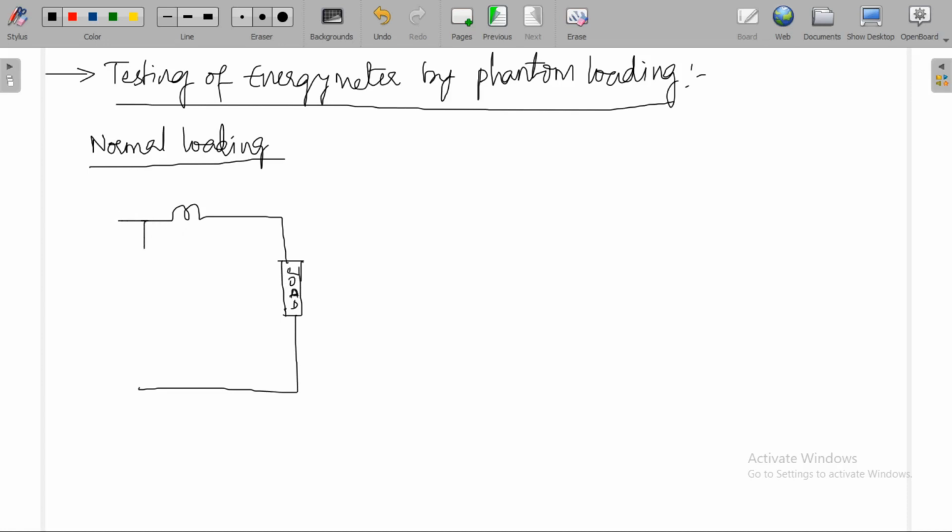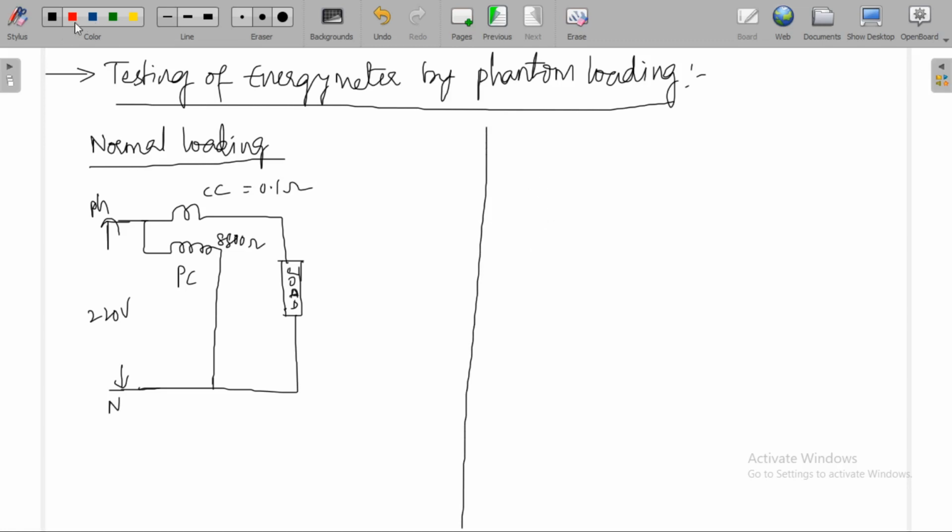Now we place the pressure coil across the supply. Let this be 220 volts, phase neutral. Let this pressure coil have a resistance of 8800 ohms, and let this current coil have 0.1 ohms.